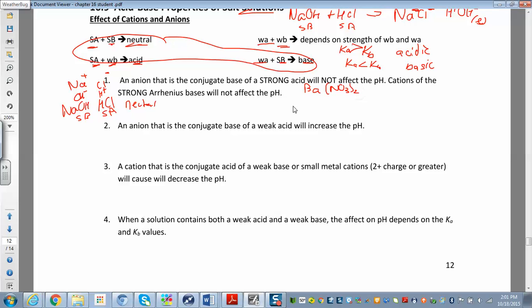I'm going to split that up into barium 2+, and I have 2 nitrates. I don't really care how many I have. I'm just looking at the ions. What ions are making this up?